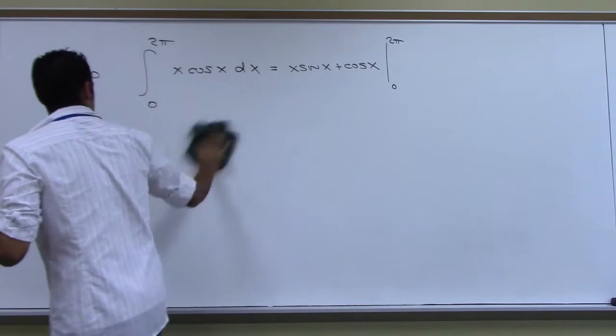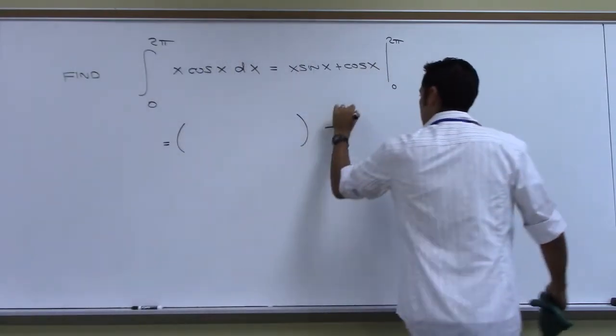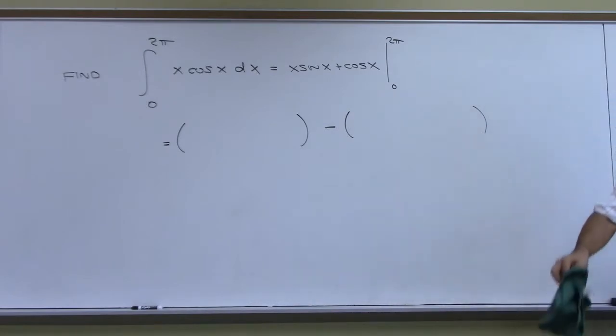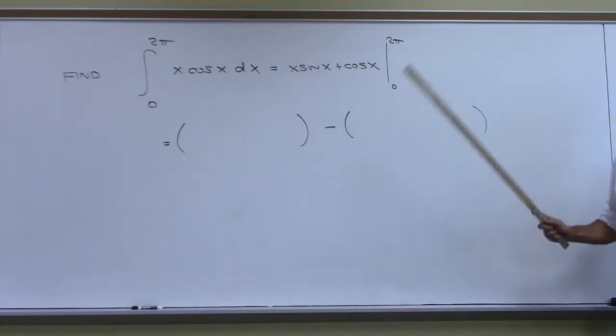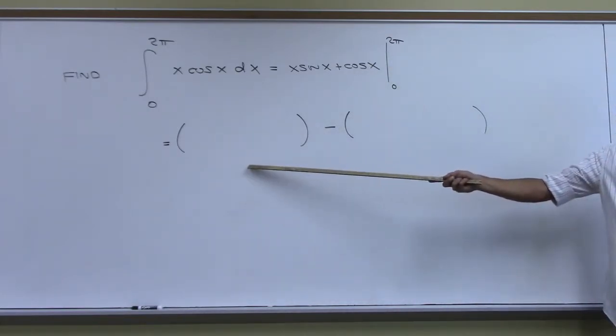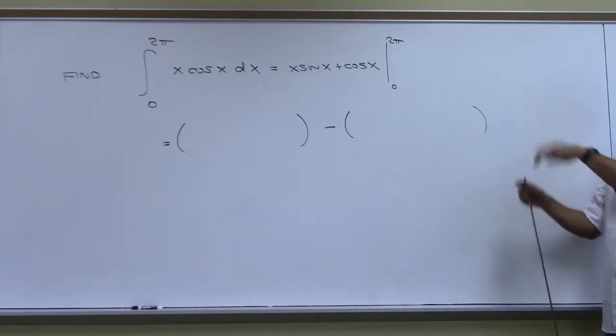And then I get to plug in two numbers. So I'm going to have equals, two parentheses, separated by subtraction. And just always remember that the b goes first, right? B goes in first, then the a. If you get them backwards, you're going to be off. The answer is going to be actually opposite in sign. So if the answer is supposed to be 2 and you do it backwards, it's going to be negative 2.